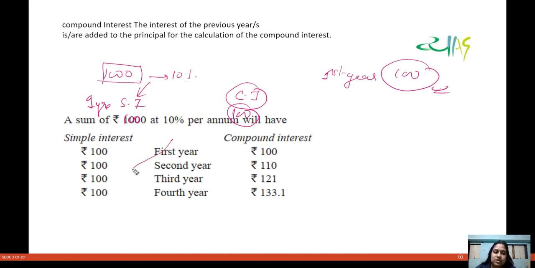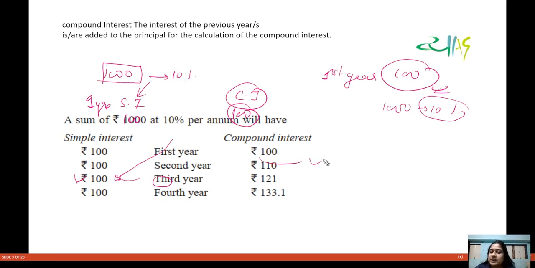Now look at this. In the second year, your simple interest will be what? 100, because 10% of 1000 is 100. We already studied that. So in the second year also we will get 100 rupees only as simple interest. Now what will be the compound interest?